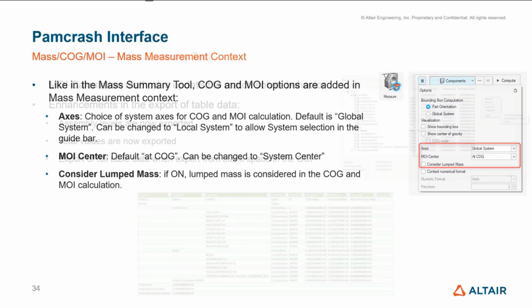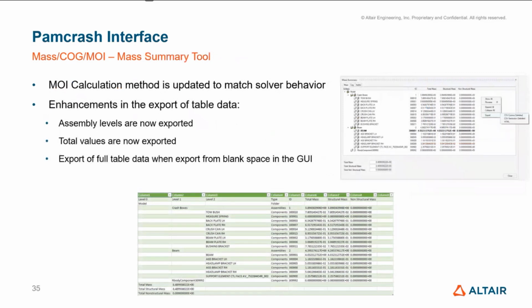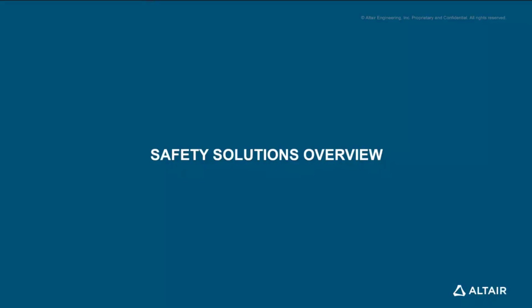Yes, the mass measurement context enhancement is done as well for PAM crash, and the mass summary tool as well, enhanced as for the other profiles. So this was, I would say, the main changes in the explicit solver profile that we have made for this 2023 release, in which now, as you can see, we have fully removed all the old panels and migrated everything to new tools, new controllers to do the job that was previously doable from the panels.